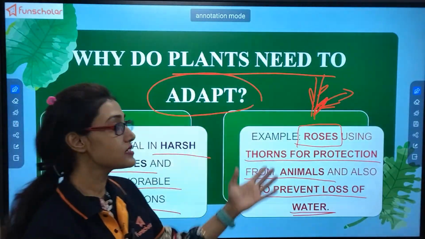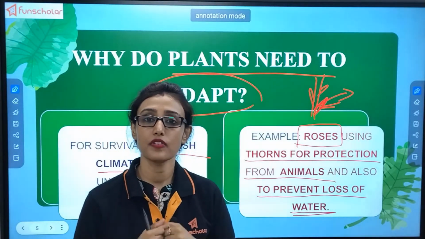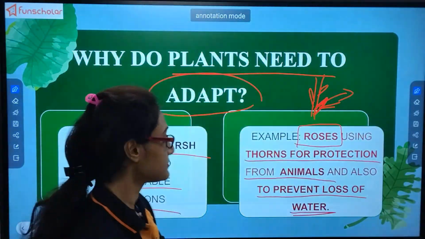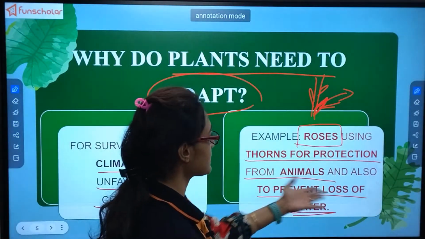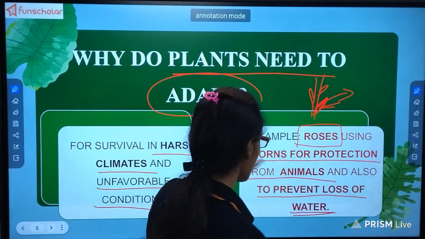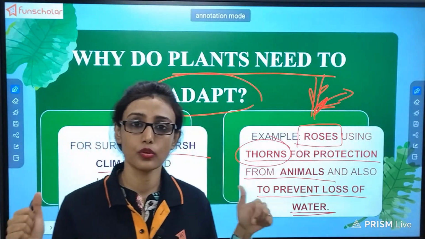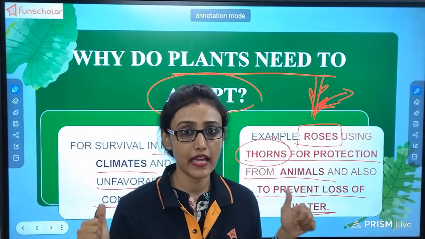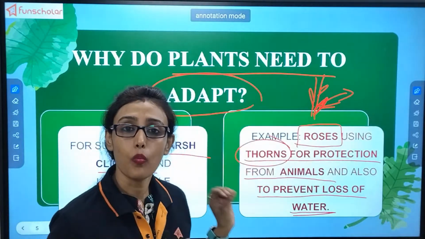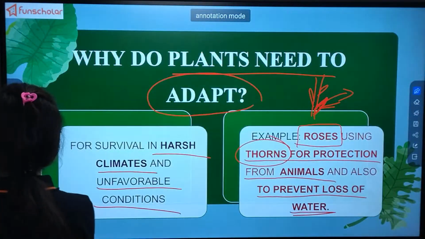Even the rose is not a plant of our own country. The Mughals first brought this plant to this country. Now roses are grown all over the world. But roses have thorns. Why? For protection from animals so that they are not eaten by any animals. And second, why? To prevent water loss. Okay, now let's move.